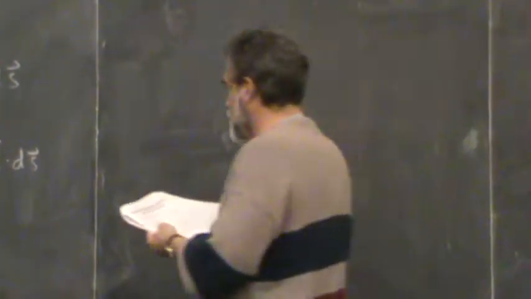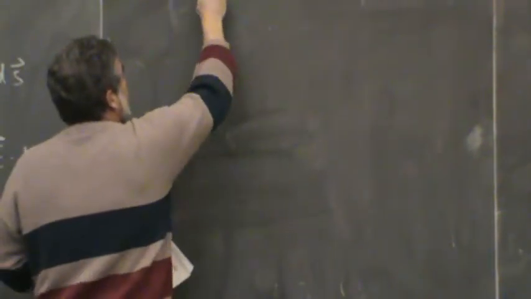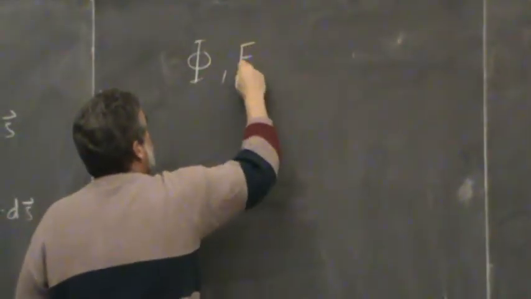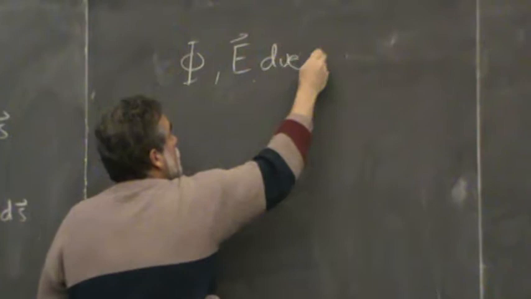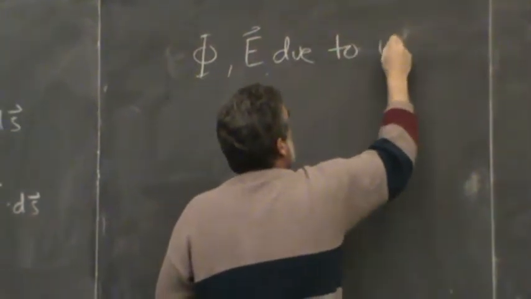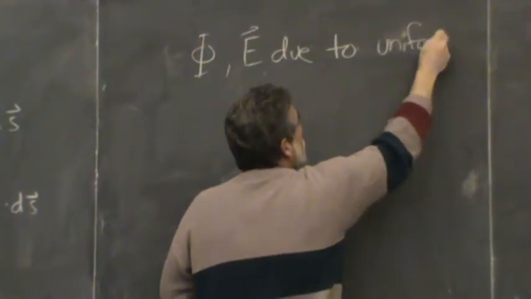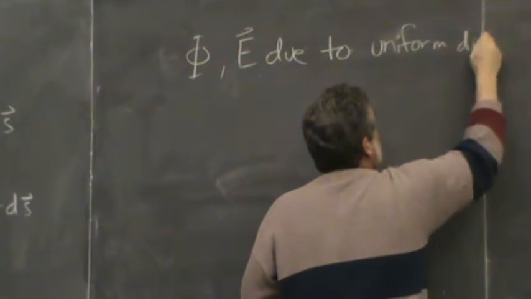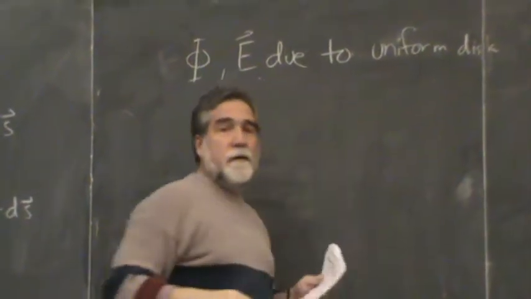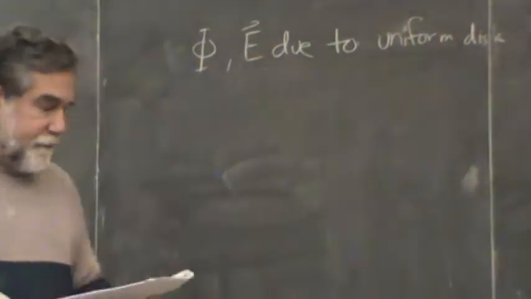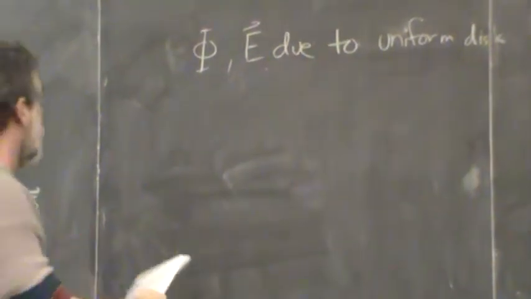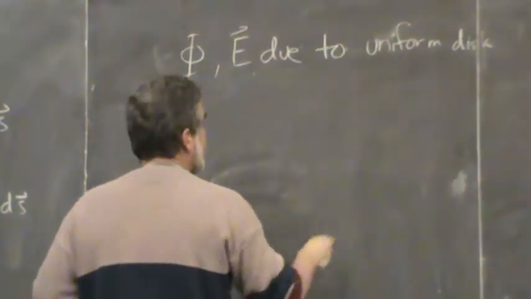It's all on video, so I can erase. All right, let's find the potential and the field due to a uniform disk.